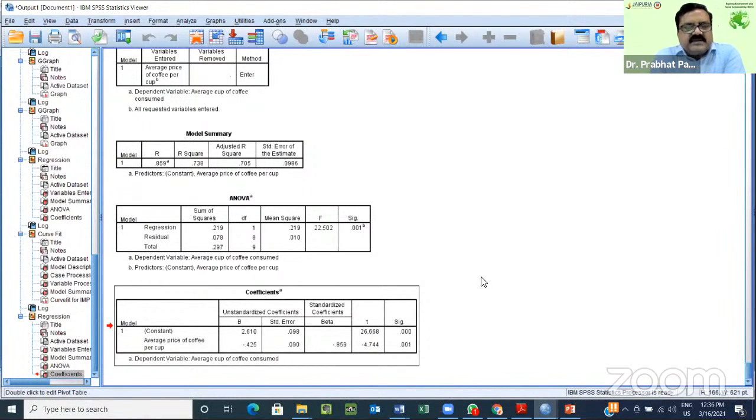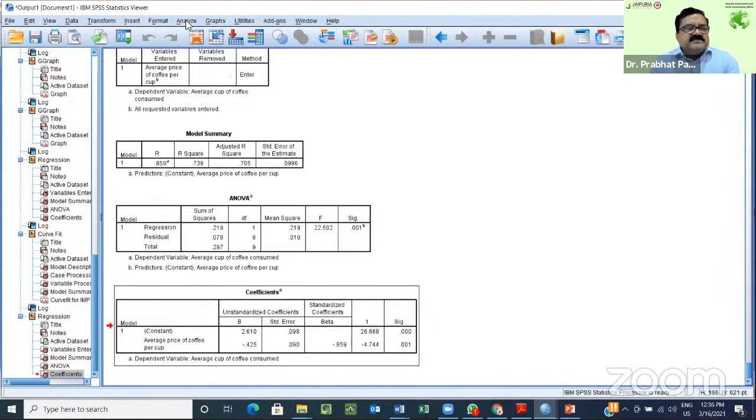So this is a regression equation we can actually plot. We got something like consumption of coffee is equal to 2.610 minus 0.425 times price. The interpretation would be that the price of coffee is going to change the consumption by less than half a cup. That means if you increase the price by $1 per coffee, it is going to affect the consumption by almost half a cup, something of this sort, we can presume.